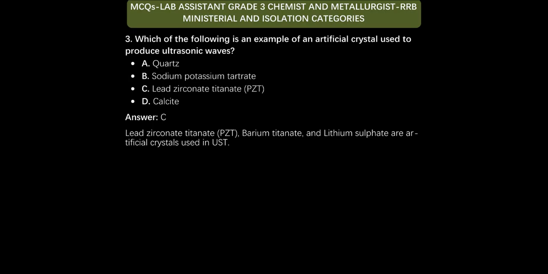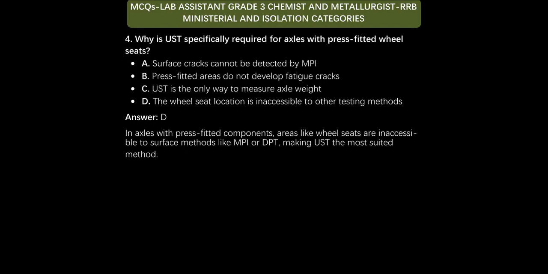Which of the following is an example of an artificial crystal used to produce ultrasonic wave? Option C. Lead zirconate titanate. Why is ultrasonic testing specifically required for axle with press-fitted wheel seat? Option D. The wheel seat location is inaccessible to other testing methods.